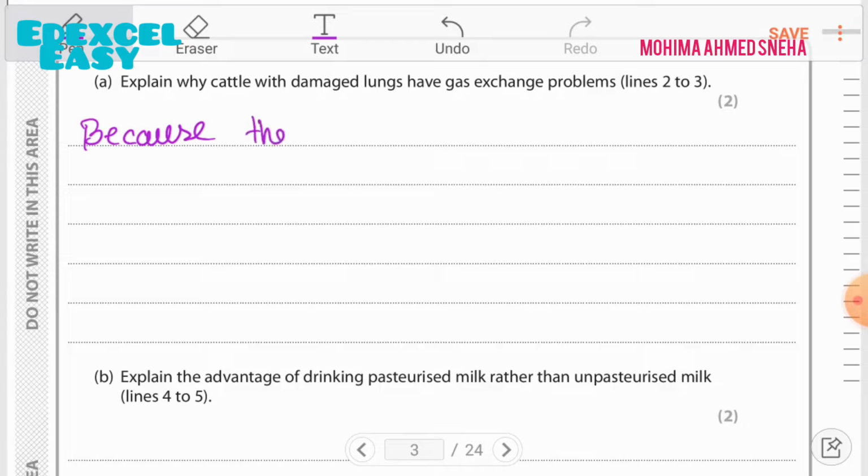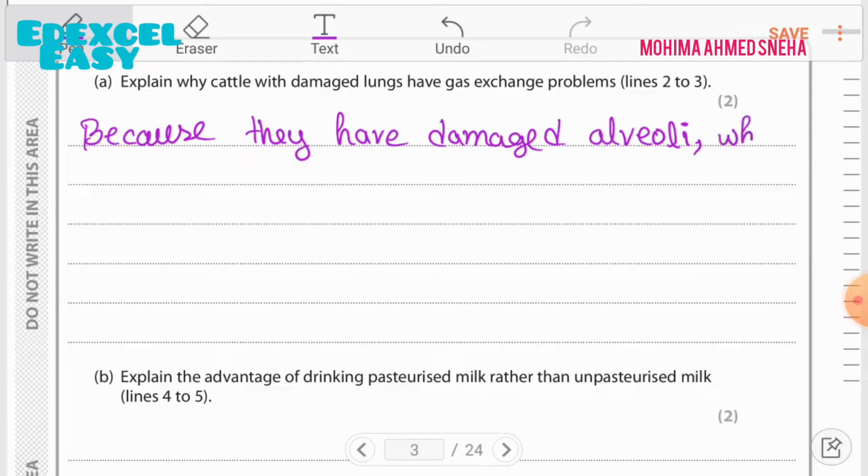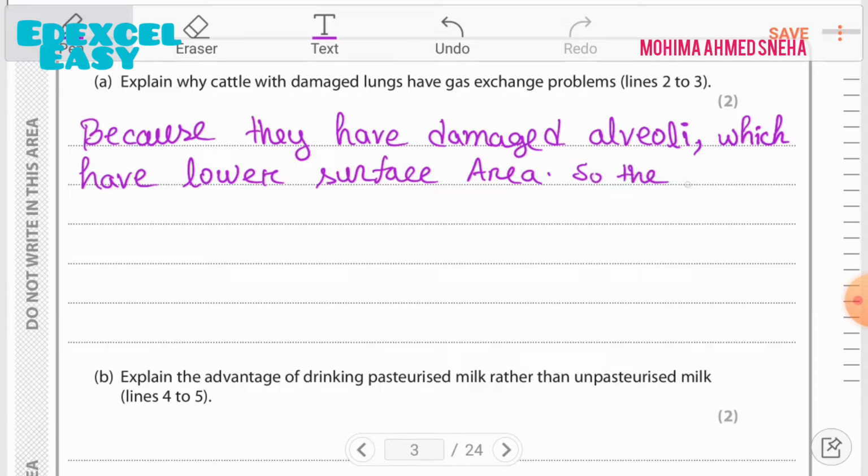Because they have damaged alveoli, which have lower surface area, so the rate of diffusion decreases, leading to gas exchange problems.